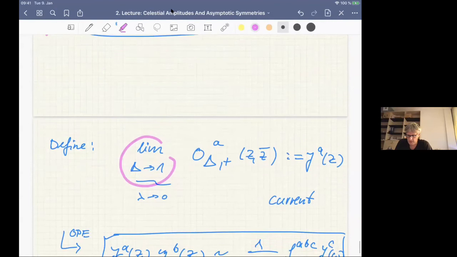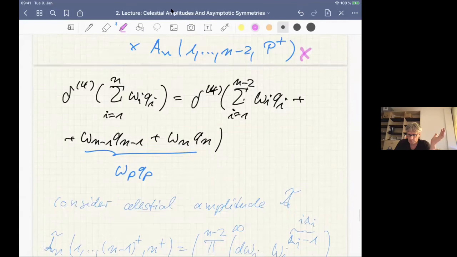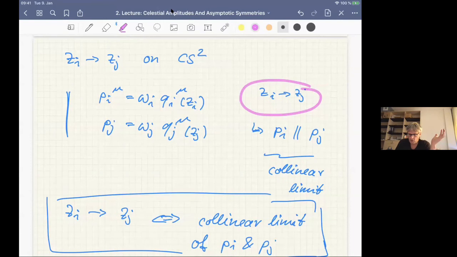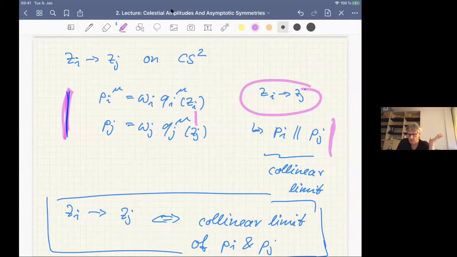This is simply the OPE on the celestial sphere. As soon as you stick to the leading order of C goes to W, the momenta become parallel automatically, because of this relation. Because of the parameterization, if Ci becomes close to Cj, then that means that Qi and Qj become almost parallel. Which, according to the parameterization, means collinear automatically.